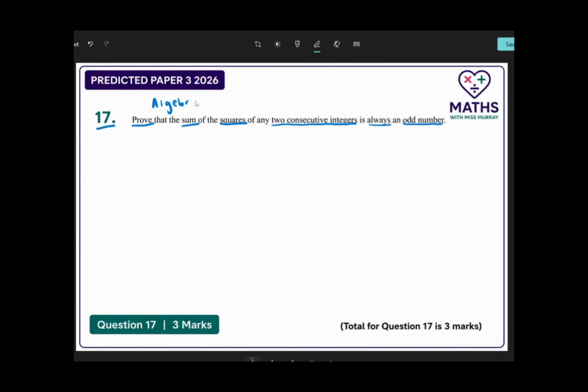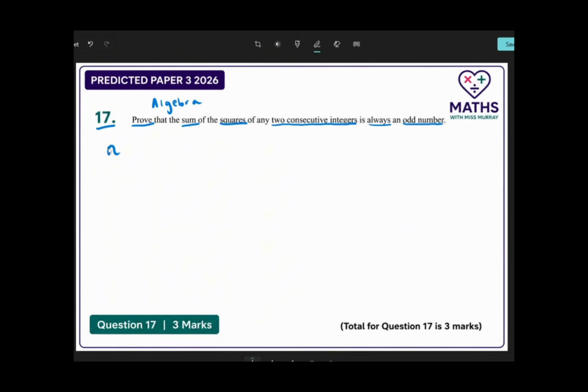A lot of people try and do this by showing some examples. You won't get any marks for that. If you're asked to prove it, you need to do it with algebra. So, first of all, you need to know how you're going to write 2 consecutive integers. Integers are just whole numbers. So for any number, you could just use n. That could represent any number at all, or you could use x, whatever letter. Don't mind what letter you use. So I'm going to go with n.